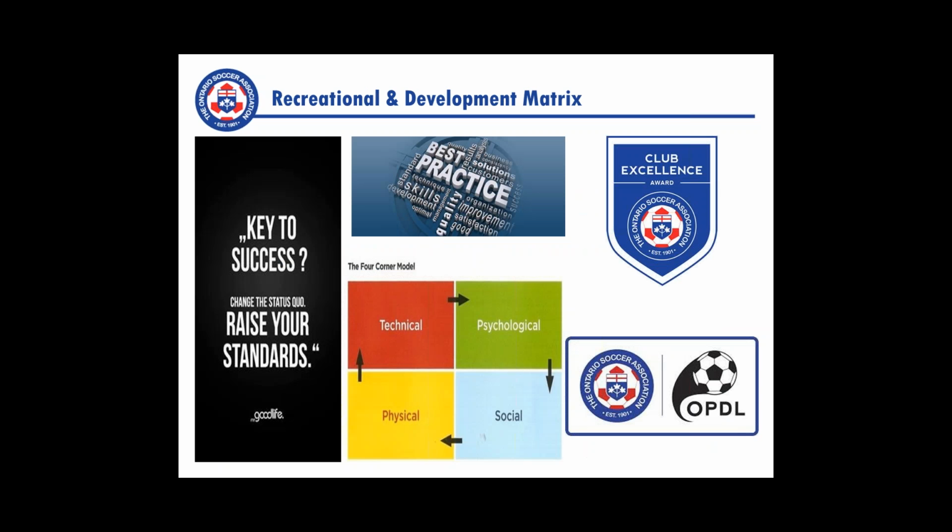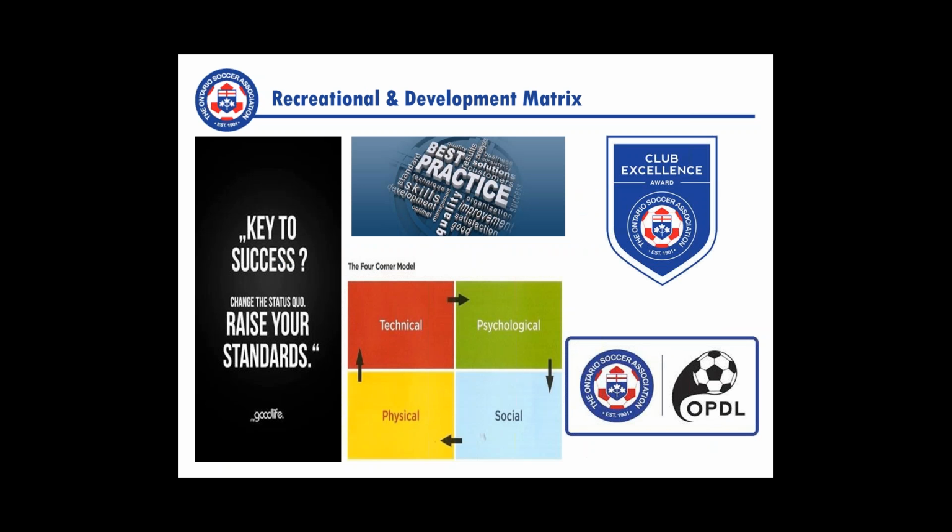This slide here talks about best practices, raising standards, standards that we'd like to follow. And you'll notice the Club Excellence Award logo there. Clubs who apply for a Club Excellence Award, be it bronze, silver or gold, must follow the development matrix in each of the components of it to successfully gain the award that they've applied for.